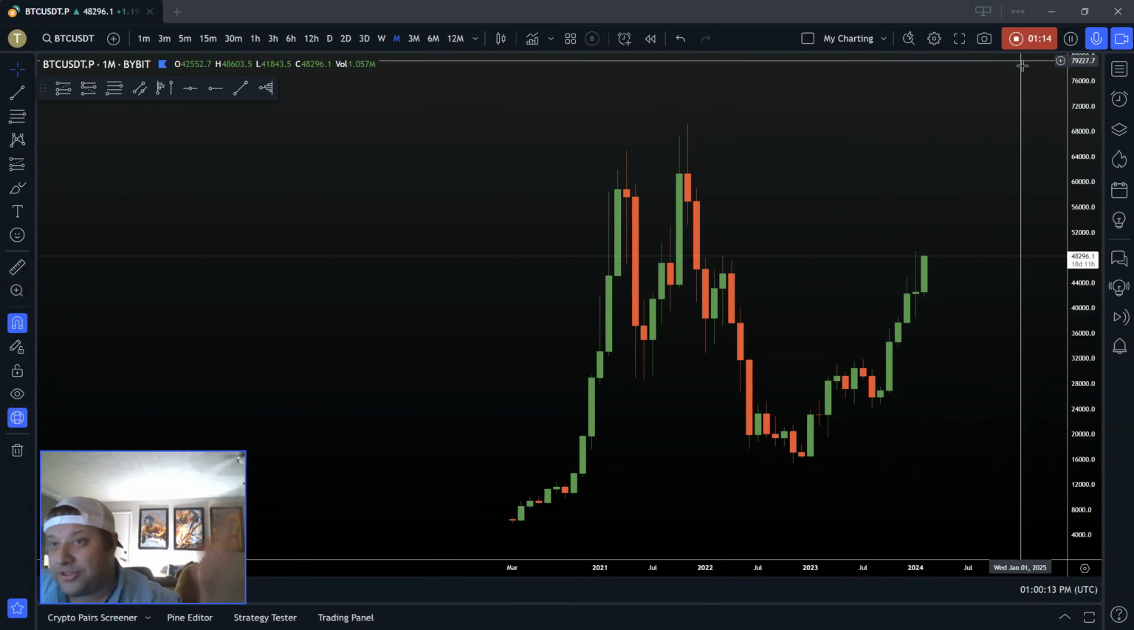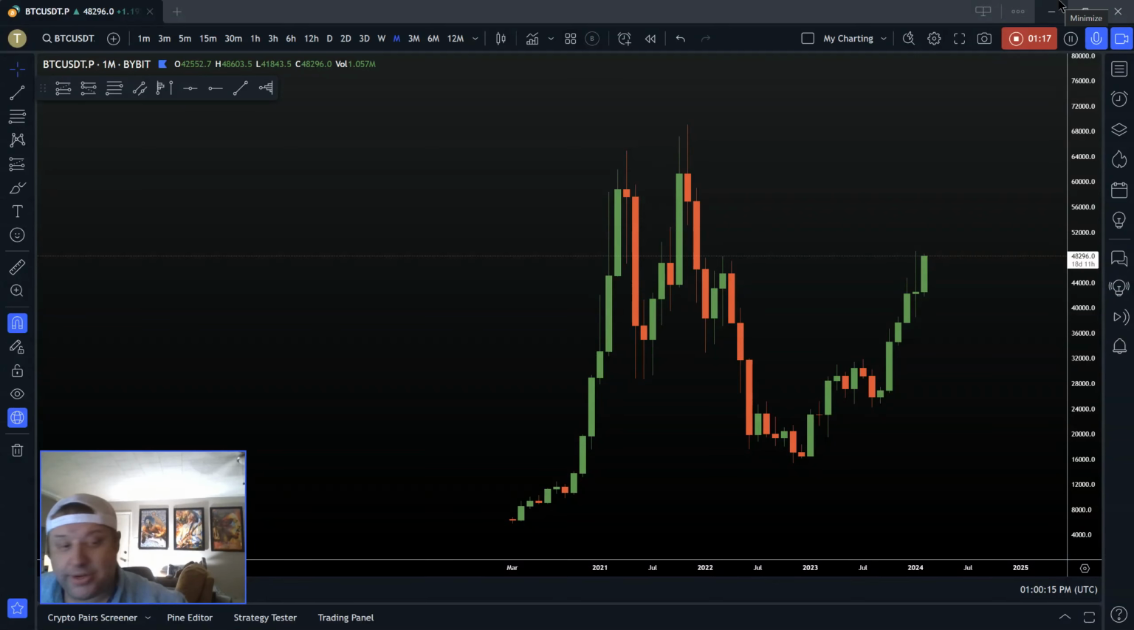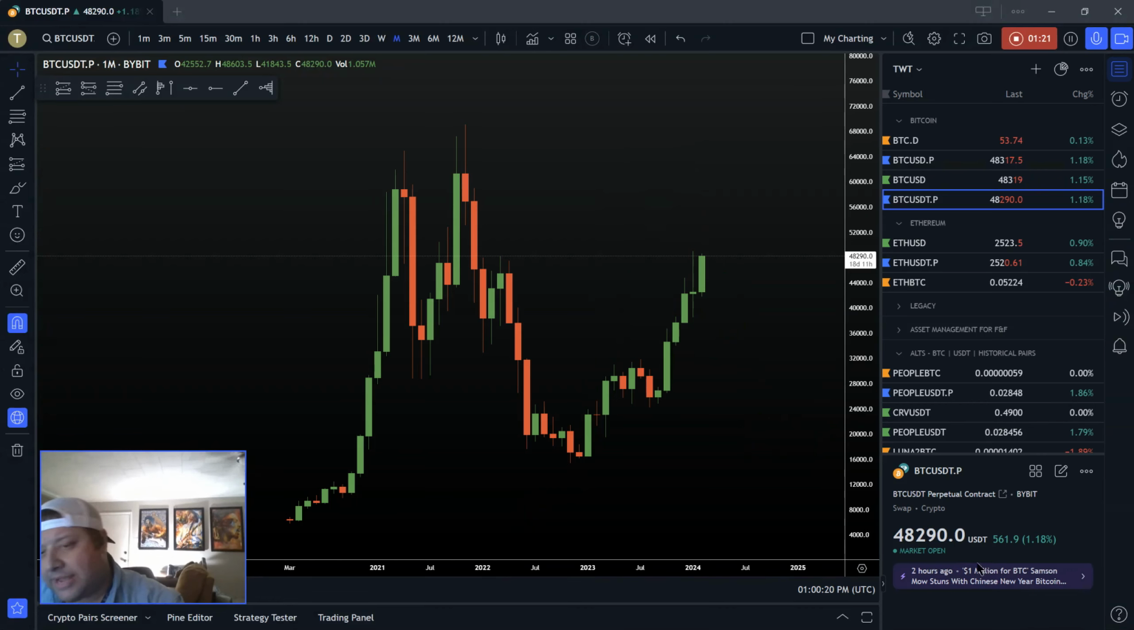So I wanted to share this with you guys so you can get in this amazing trade when it does occur, because I truly believe what I'm about to show you here is a game changer.